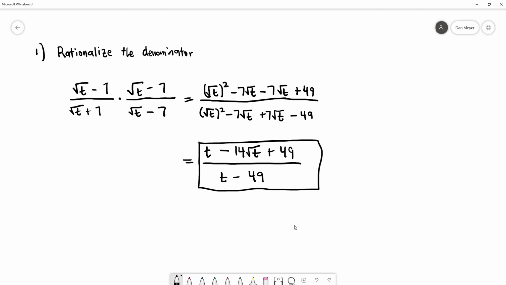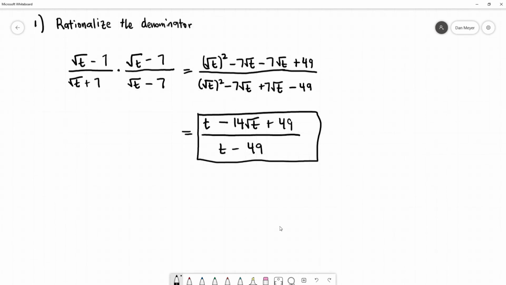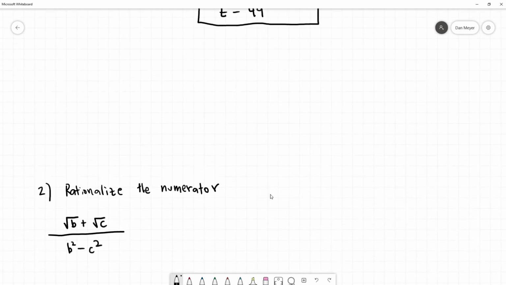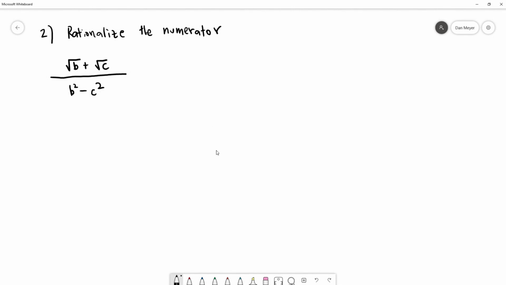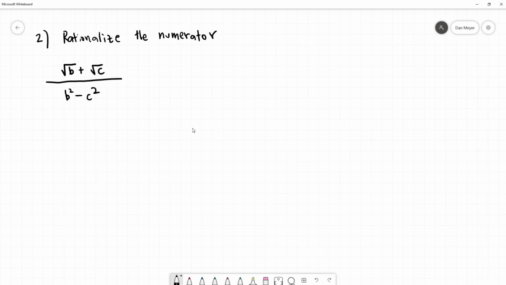Thing is, we're not always worried about rationalizing the denominator. Sometimes we want to rationalize the numerator for whatever reason. Okay, so here's a problem that asks us to rationalize the numerator. So we have some square roots in the numerator, and maybe we don't want square roots in the numerator.